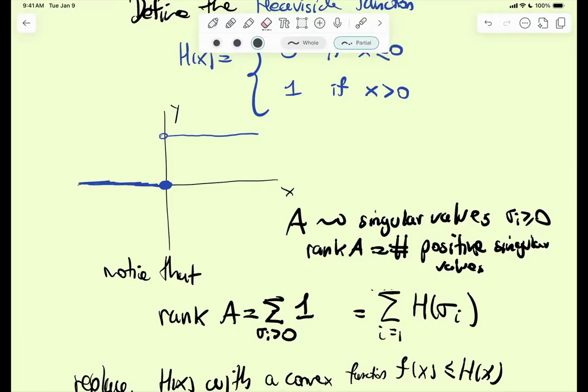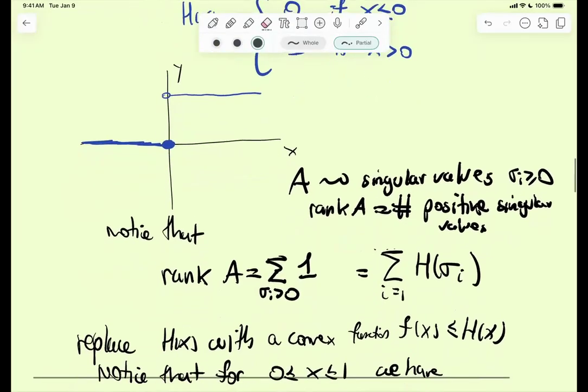Is that okay? Is that making sense? Kind of like the idea. Yeah. Could you explain the convex thing below? Like why... Oh, so that's what I was going to say next.